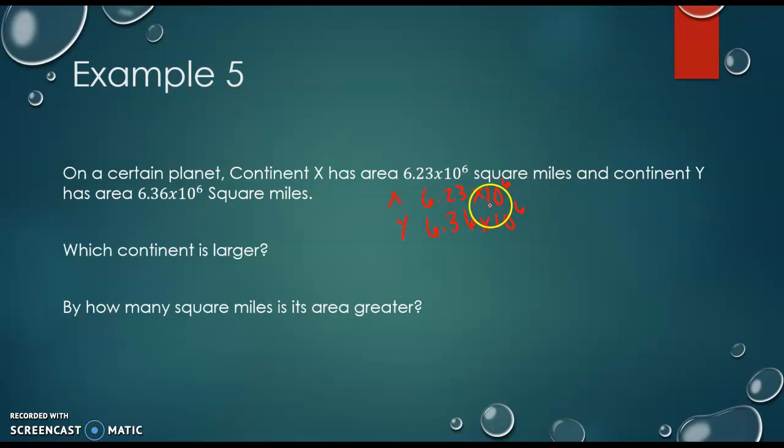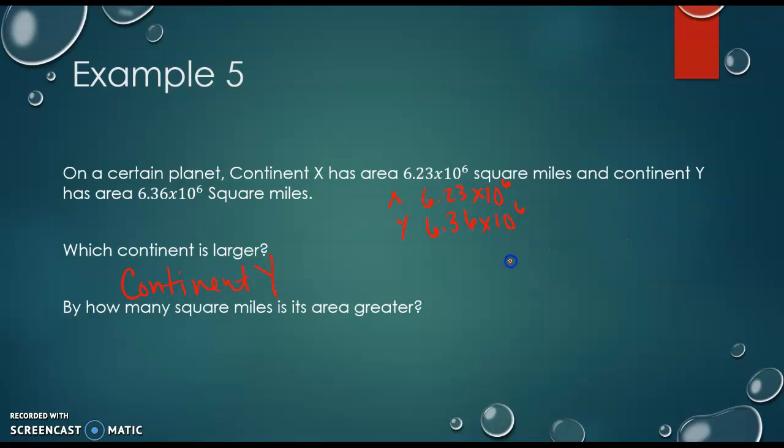These have the same exponent, so we're not going to look at that. We're actually going to look at their decimals. And so we have 6.23 and 6.36. So 6.36 is going to be bigger. So it would be continent Y that is larger. And then it says, by how many square miles is the area greater? Well, when you want to know how many more, you just do simple subtraction.